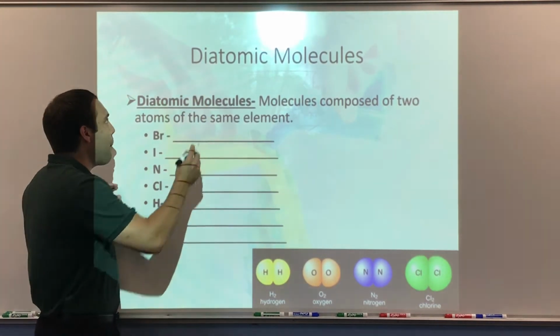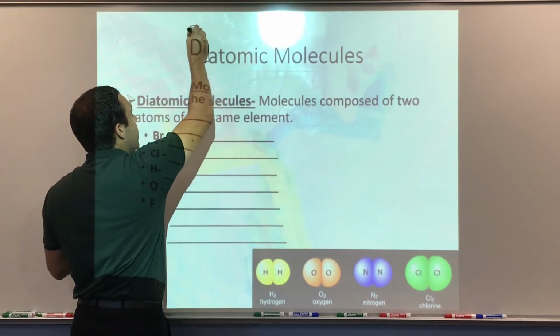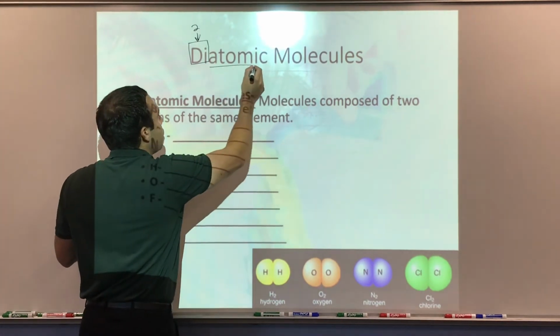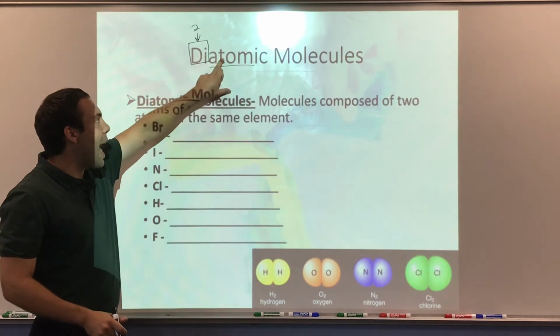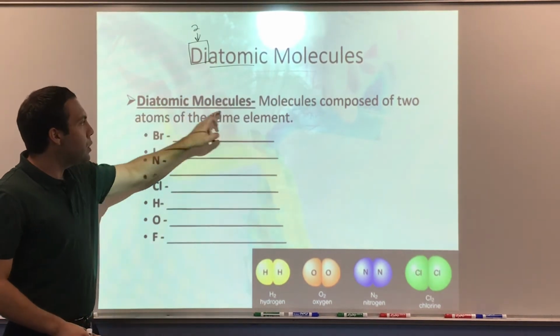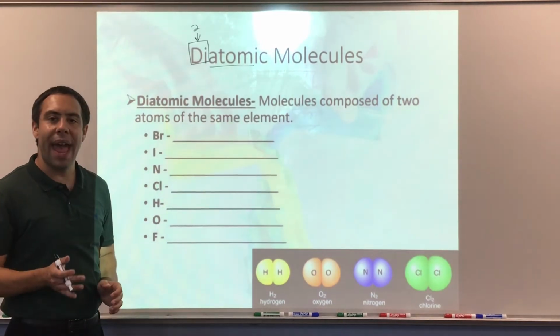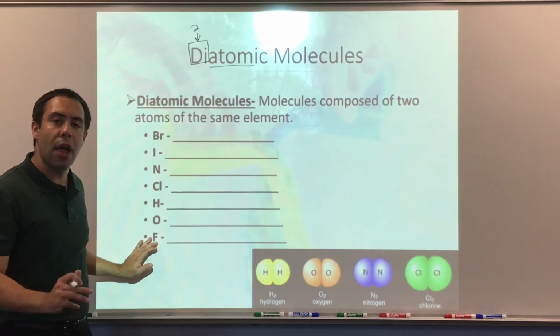Now the word diatomic has a prefix di, which means two. And atomic, of course, refers to atoms. So diatomic means two atoms in a molecule. Diatomic molecules are molecules composed of two atoms of the same element. Now there are 7 diatomic molecules.